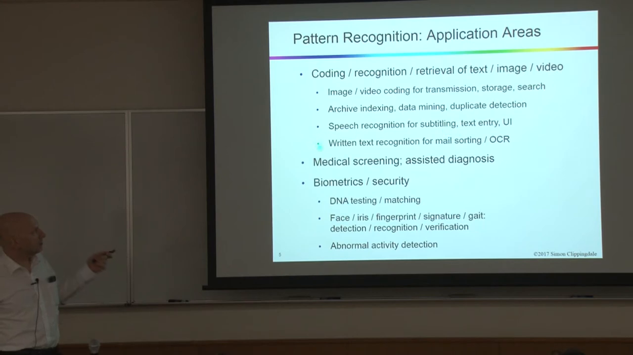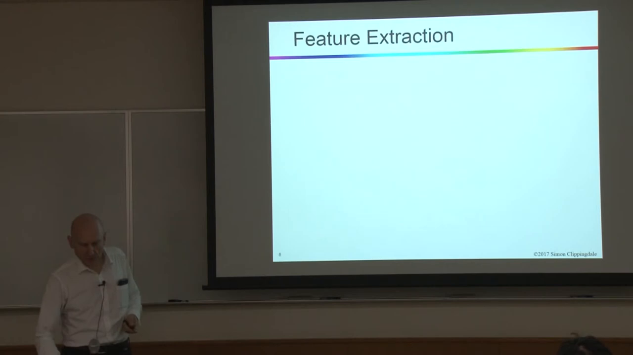Speech recognition, written text recognition, medical screening, biometrics, which is all about identifying who people are or checking that they are who they claim to be. DNA testing, face, iris, fingerprint, signature, and gait. Detection and recognition and verification are slightly different things, and I'll talk about those when we get there. And abnormal activity detection. These are just examples.